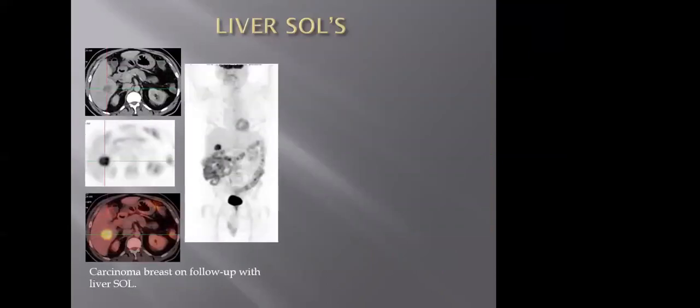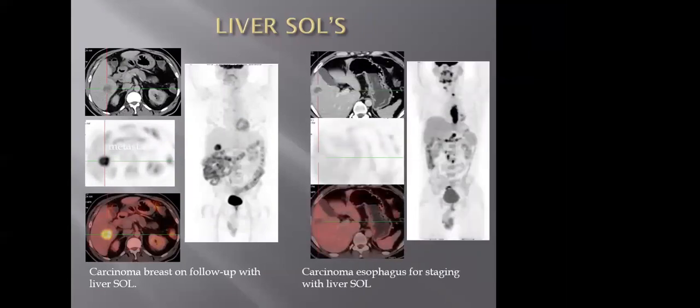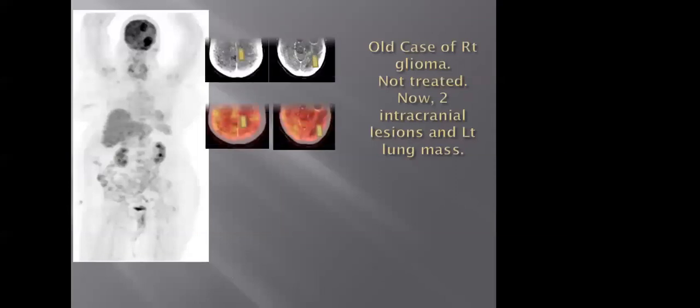Again, another example to highlight the same thing. This is a liver SOL, PET positive on the left panel, definitely metastatic. This is a carcinoma breast. Imagine the patient has come for a follow-up with a liver SOL and we are picking up the metastasis. While on the right panel, there is a CA esophagus case who has come for staging with a liver SOL, and it is devoid of any FDG uptake, suggesting that this is definitely a benign lesion.